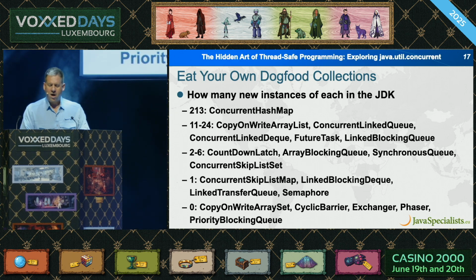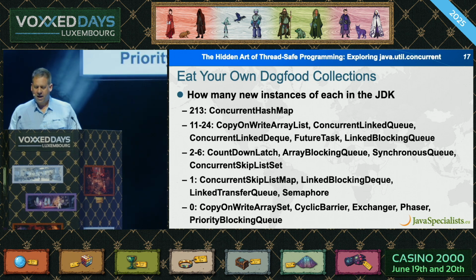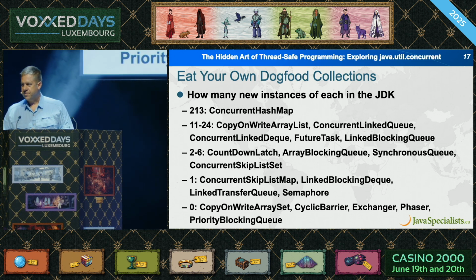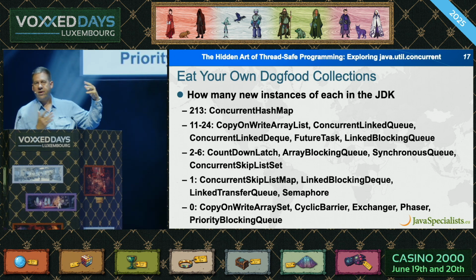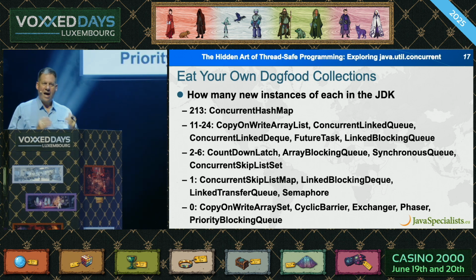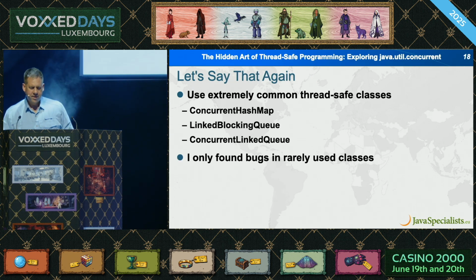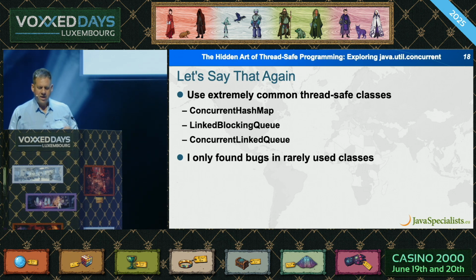How many instances are there in the JDK? Well, ConcurrentHashMap I found hundreds of times. And then these other ones, CopyOnWriteArrayList, ConcurrentLinkedQueue, ConcurrentLinkedDeque, FutureTask, LinkedBlockingQueue, also quite a few times, dozens of times, and the rest very rarely. So be careful of the ones below, because you've got a higher probability of discovering bugs there. So use extremely common thread-safe classes. As I said, I only found bugs in the rarely used classes.